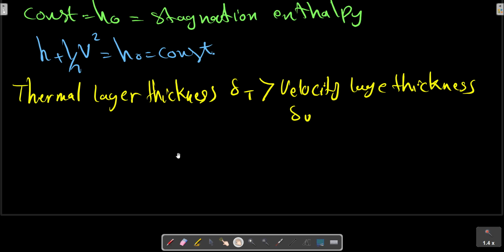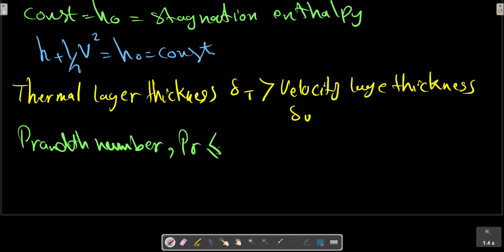Because most gases have a dimensionless Prandtl number, Pr, less than unity for the gases. Note that the stagnation enthalpy varies inside the thermal boundary layer, but its average value is the same as that of the outer layer.